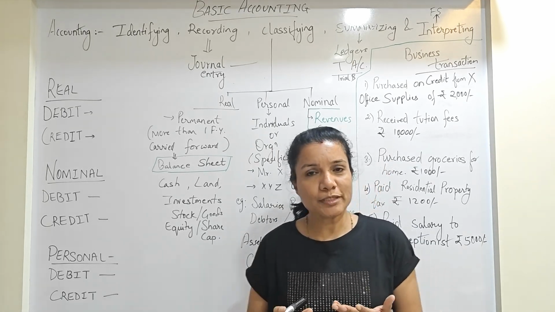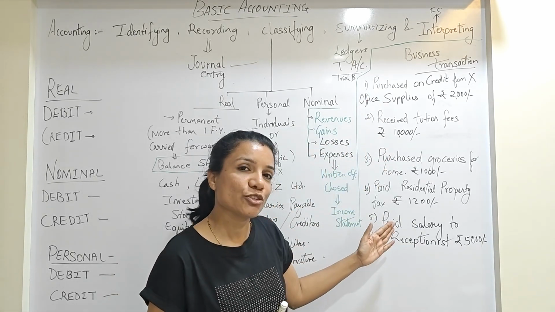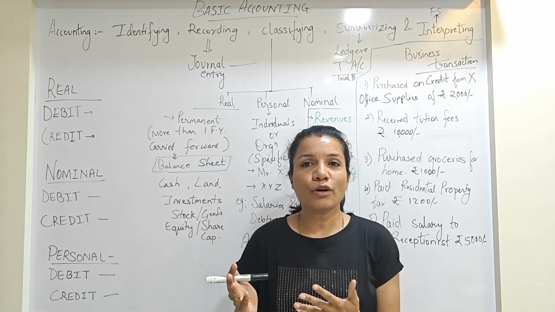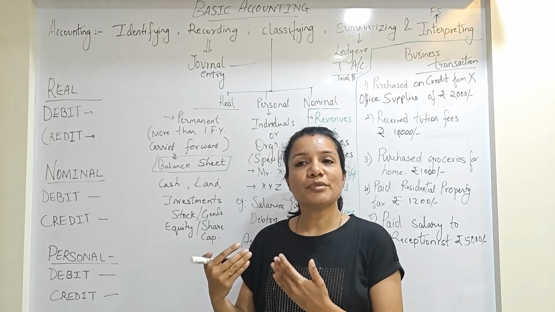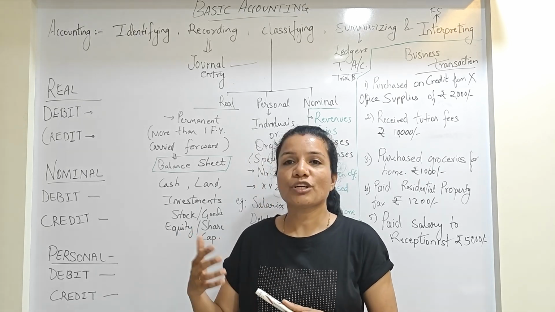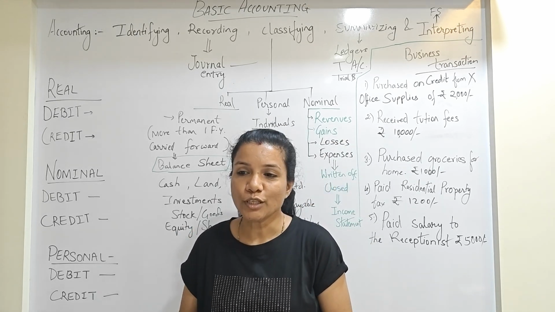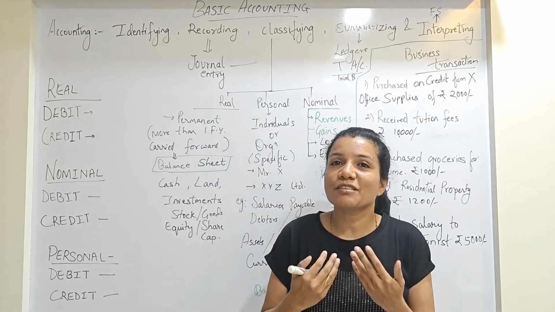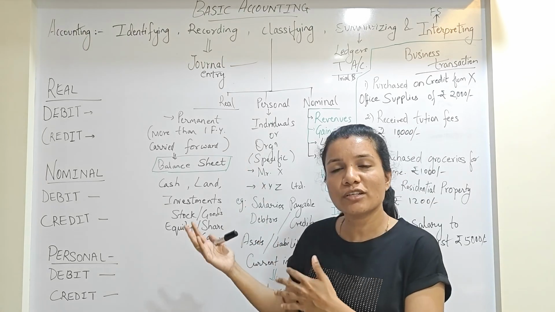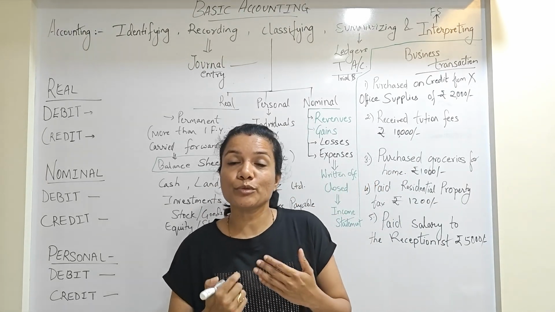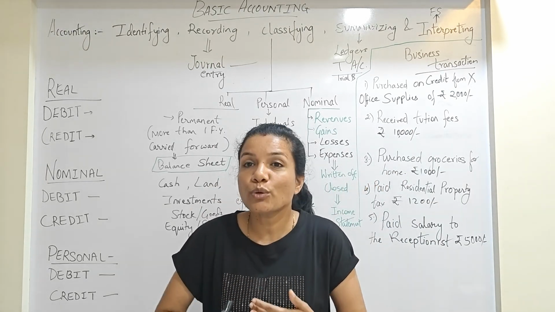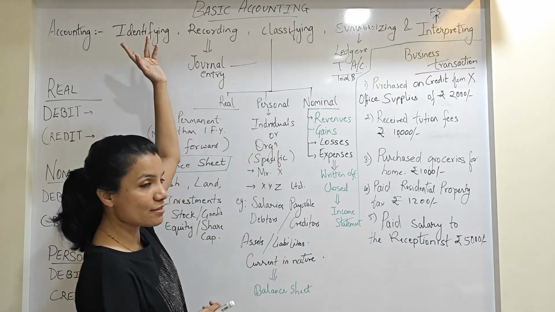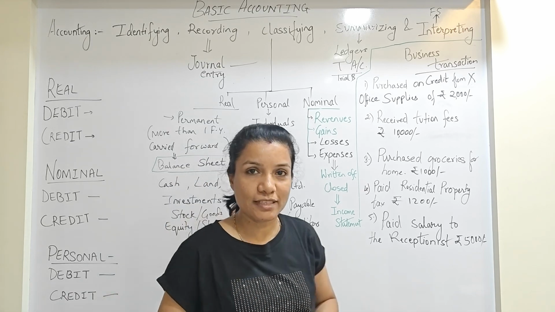For convenience, let's take an example of these transactions and assume that we are passing the journal entries or preparing the accounts for my business. Let's say I run a business of coaching classes. I teach accounts and economics to commerce students. So these are the transactions that belong to my business. When we identify, classify, and record the transactions, we have to do it from the point of view of the business for whom we are preparing the accounts.